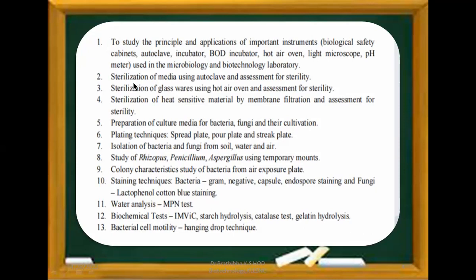Then experiment number 2, sterilization of media using autoclave and assessment for sterility. Experiment number 3, sterilization of glasswares using hot air oven and assessment for sterility. Experiment number 4, sterilization of heat sensitive material by membrane filtration and assessment for sterility. Experiment number 5, preparation of culture media for bacteria, fungi, and their cultivation. It means you are going to prepare media for the isolation of these bacteria and fungi.